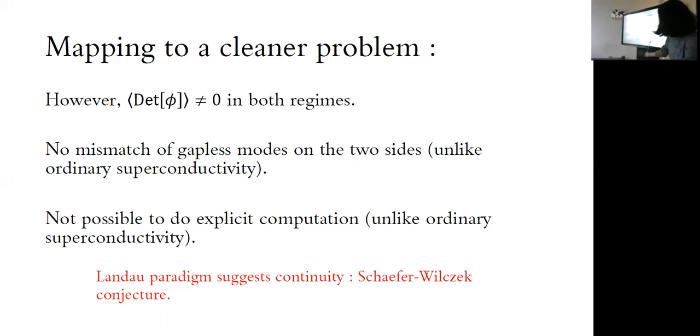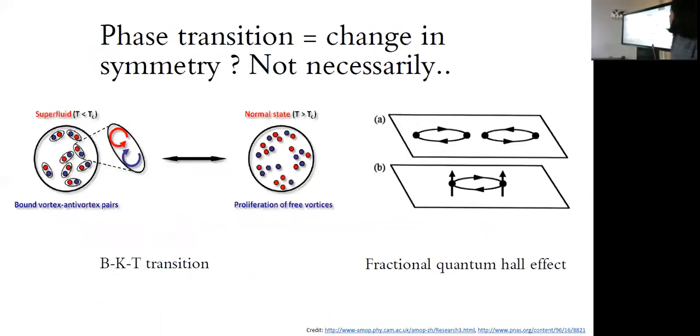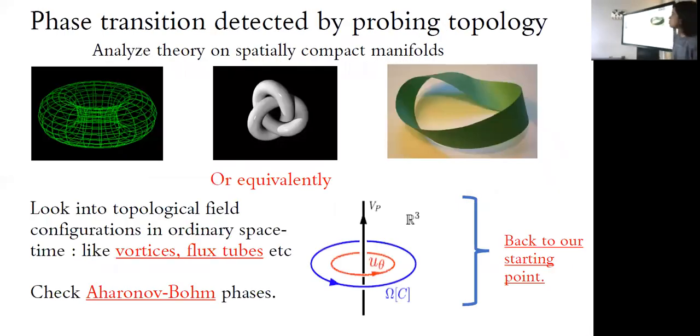All right. So there is the Schaefer-Wilczek conjecture, which says that quark matter and nuclear matter are smoothly connected because of this. However, we have known for some time that phase transitions are not always accompanied by a change in symmetry. This is one example, the BKT transition. There is the fractional quantum Hall effect, neither of which follows the symmetry paradigm. So there are multiple things to do if you wanted to detect other kinds of phase transition.